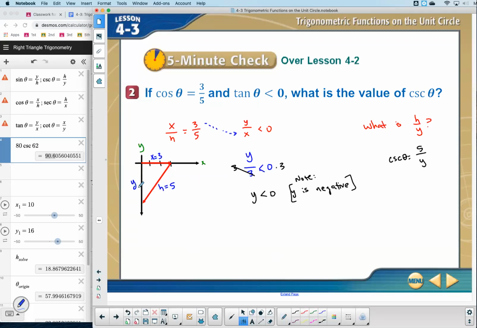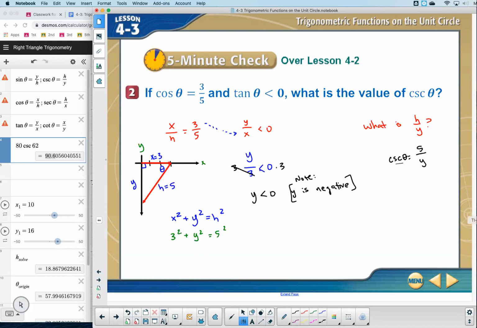So how can we solve for y? Can we use Pythagorean theorem? Absolutely. Whenever you deal with a right triangle or with ratios in trig, you always have a right triangle. So if you start seeing ratios, it's a right triangle, and we can use Pythagorean theorem. So for Pythagorean theorem, instead of a squared plus b squared equals c squared, I use x squared plus y squared equals h squared, because it makes it easier to know exactly where to plug everything in. X is 3. Y is unknown. But my hypotenuse is 5.